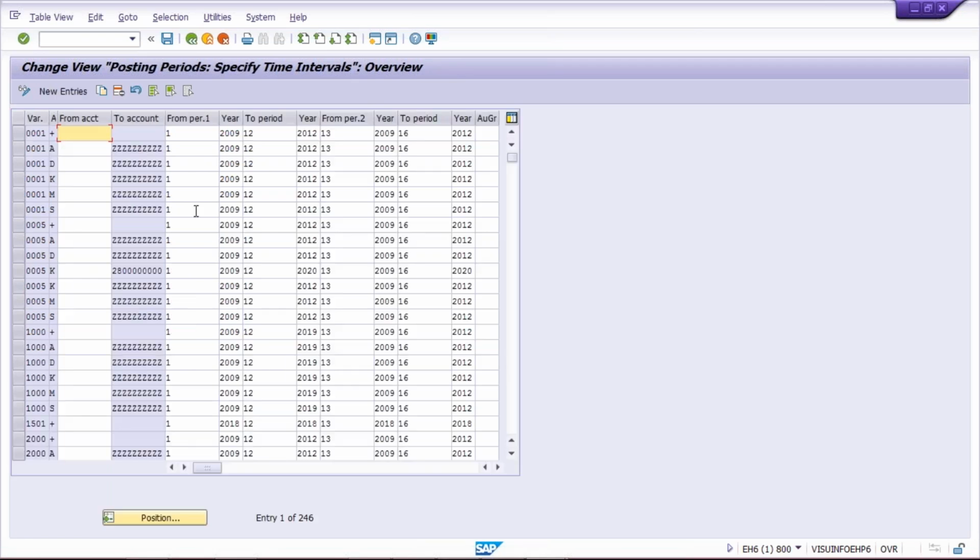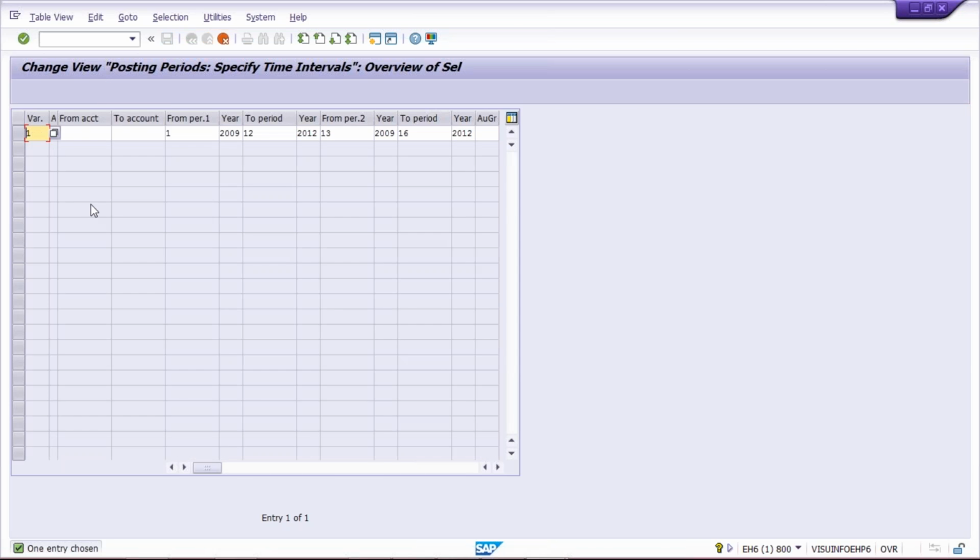So here you just do one thing right now. You simply select 0001 and copy it. Click on copy. Okay, this is the standard variant given by SAP. So now here you make it TM00, and then let's suppose we are using calendar year.